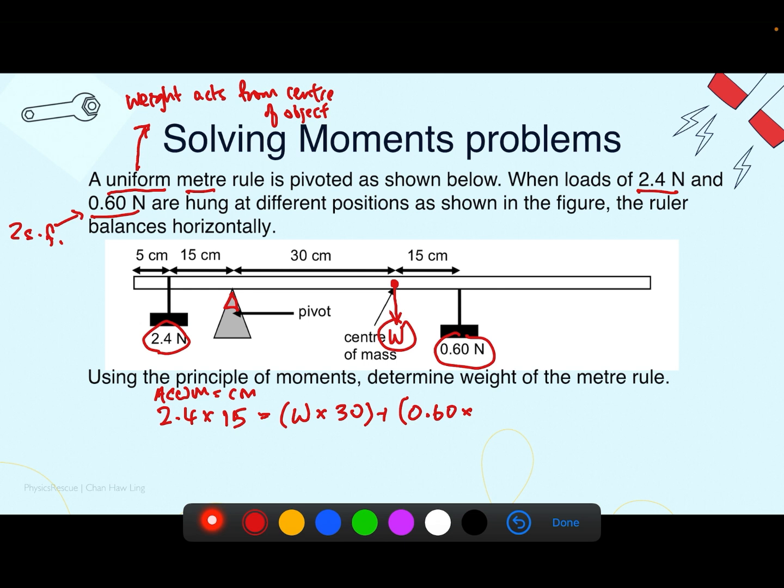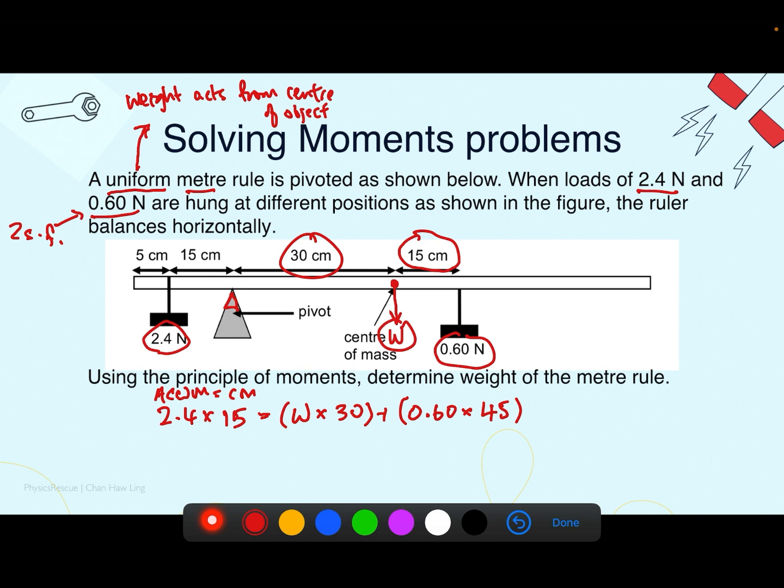And so some students will forget and they take this 15 cm. But this 15 cm is not the perpendicular distance from the load to the pivot. It is only up to the CG, which is not what we want. So it is actually 15 plus 30, right? So it's 45 cm. Okay, so as long as all the lengths in your working are the same unit in cm, you do not need to convert to meters.